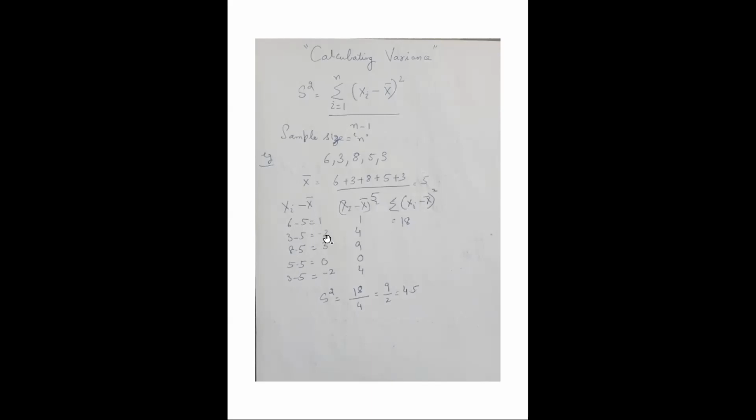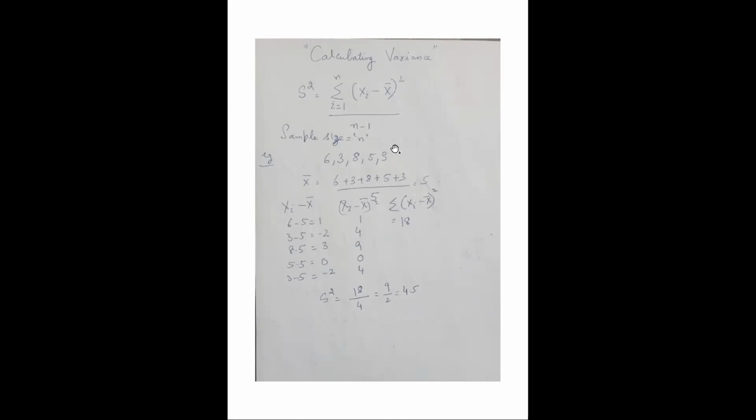So these are the difference values. Then you have to square this, xi minus x bar, because in the formula you will have to put the square, xi minus x bar square, right? Then you need to add all these squares, which is 18. That means you have obtained the numerator term, and it is divided by n minus 1.